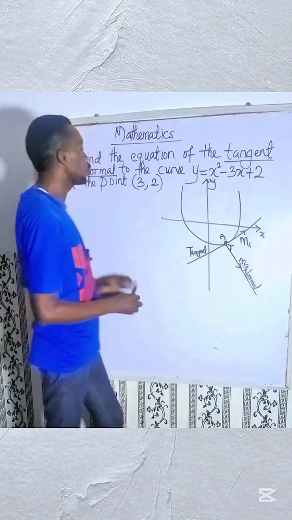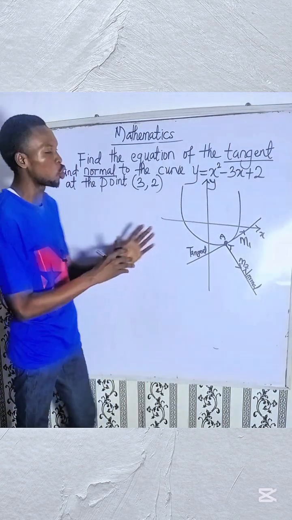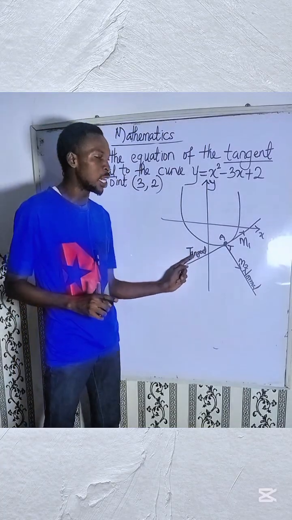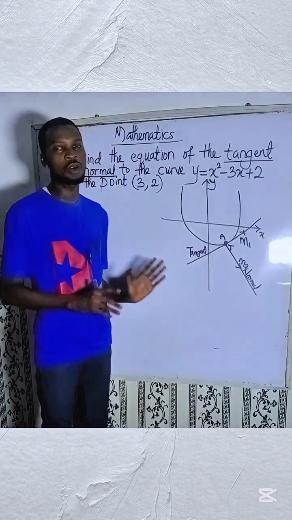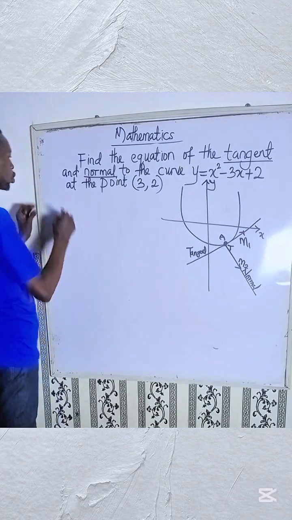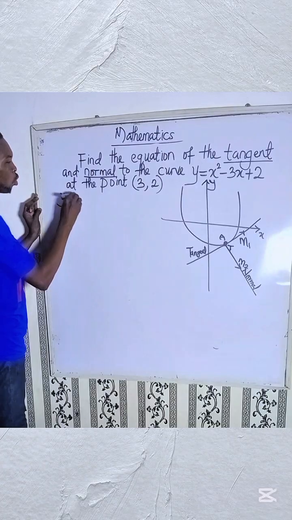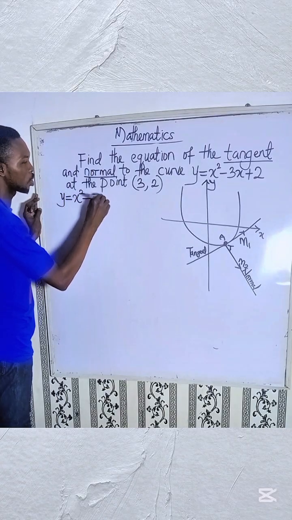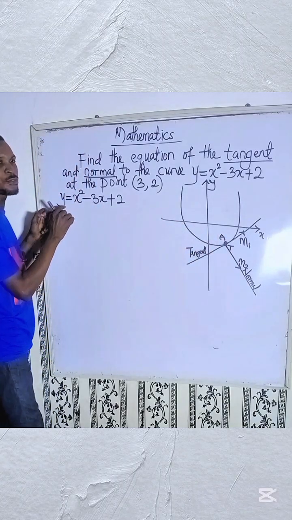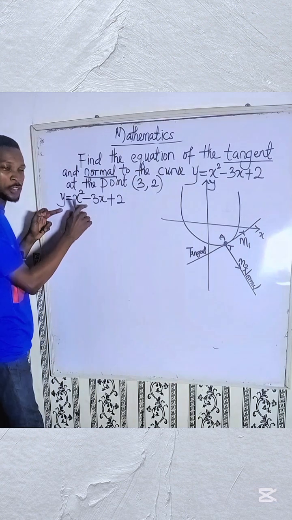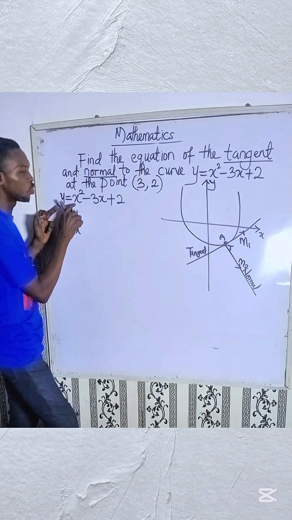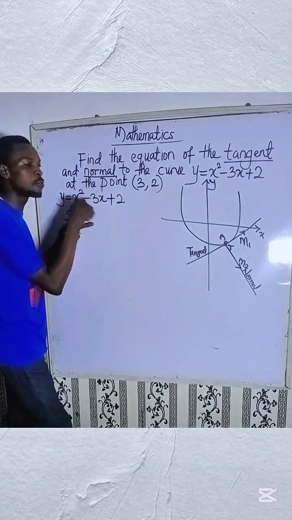Let's call it gradient m2. So for us to find the equation of the tangent and the equation of the normal, the first thing you need to do is find the gradient of the tangent as well as the gradient of the normal. So I will start by calculating the gradient of the tangent. So what is the curve? The curve is y equals x squared minus 3x plus 2. Now, the gradient of the tangent is the derivative of this function, of the curve. That is, when I differentiate y with respect to x, it will give me the gradient function of the tangent.